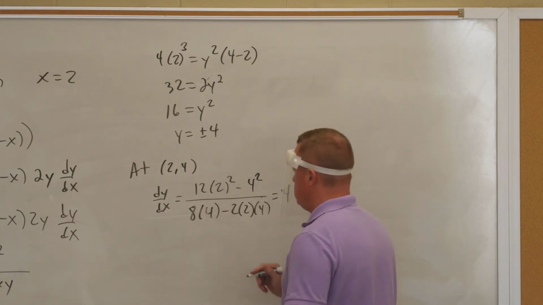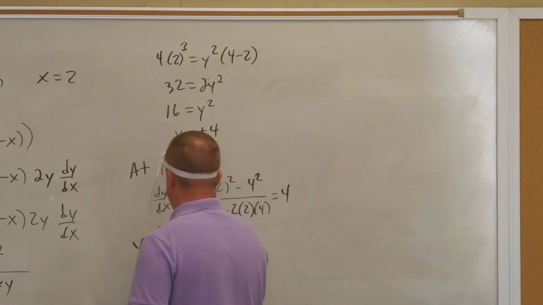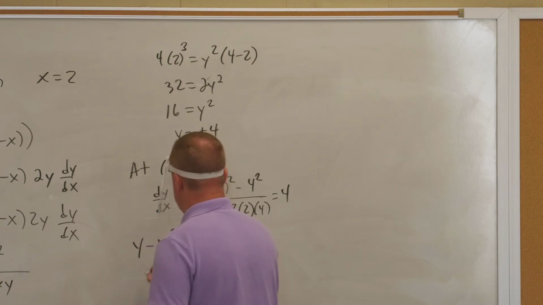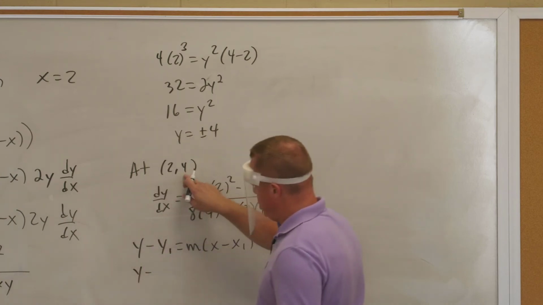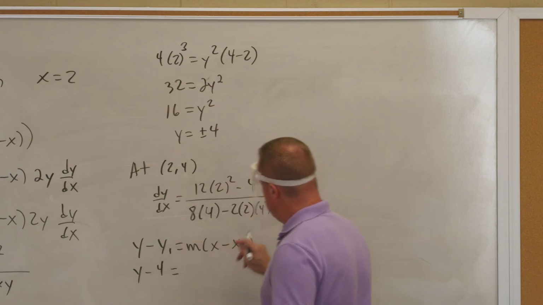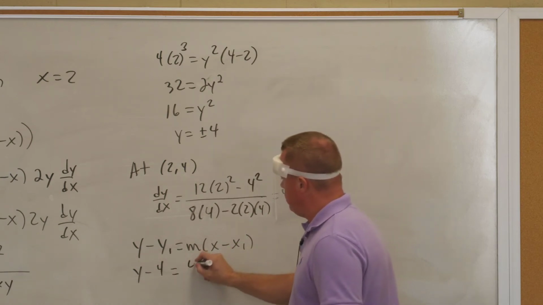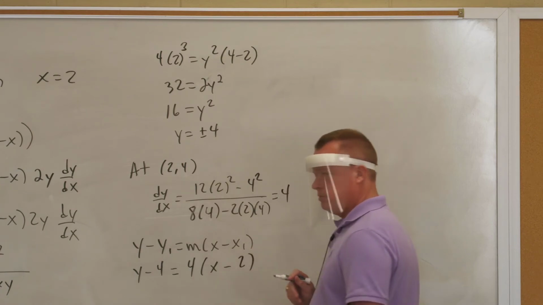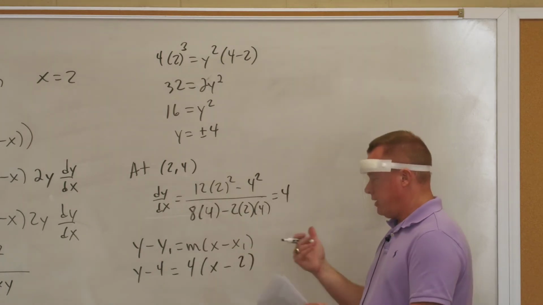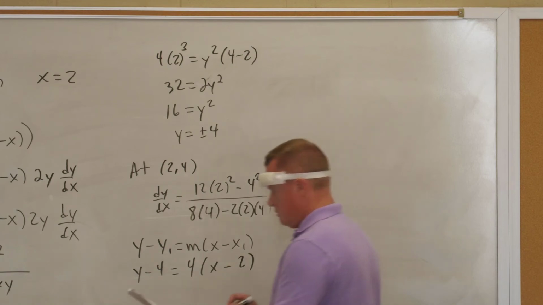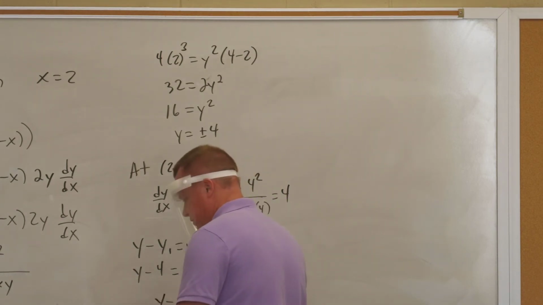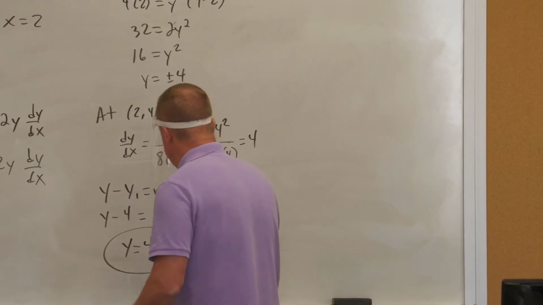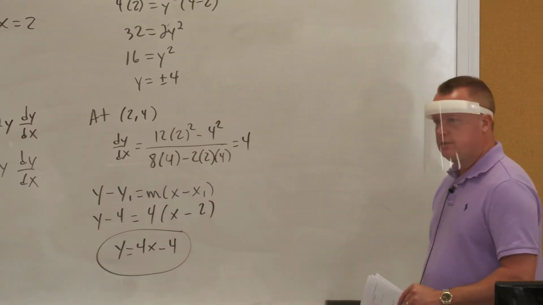Okay. So y minus y1 equals m times x minus x1, point slope form. So I have y minus the y coordinate 4 equals the slope 4 times x minus the x coordinate 2. And then just do your algebra there and in slope intercept form, y equals 4x minus 4. So there's one tangent line.